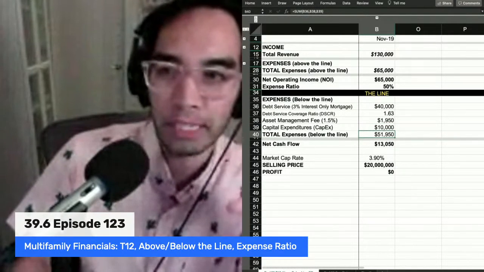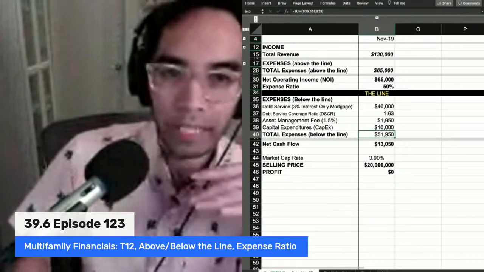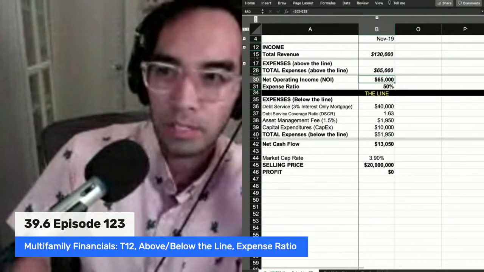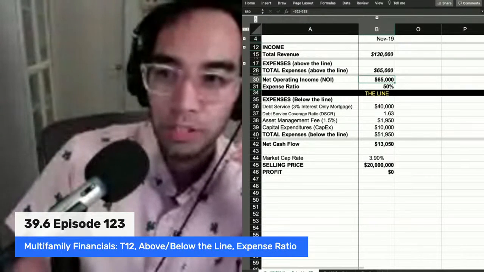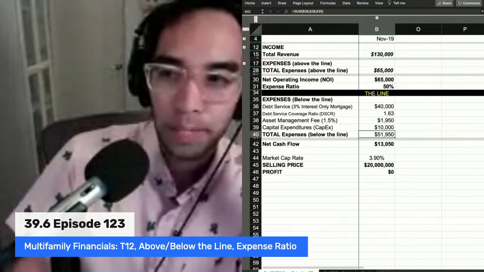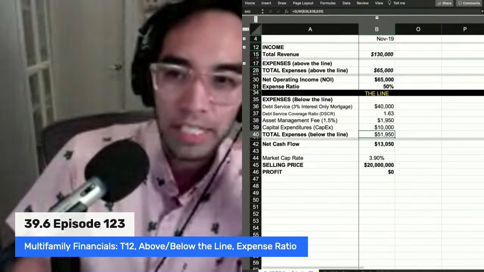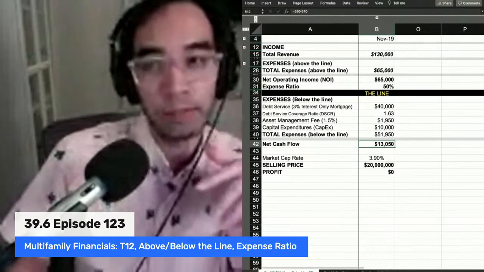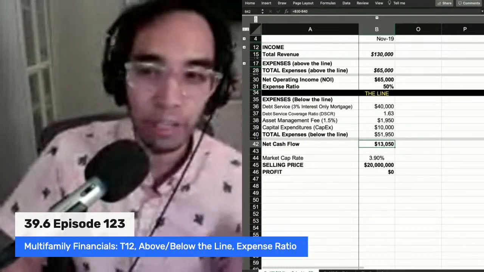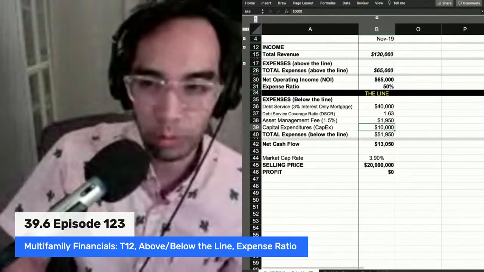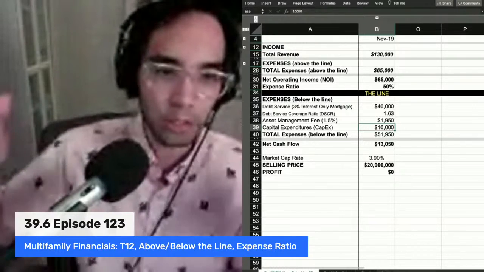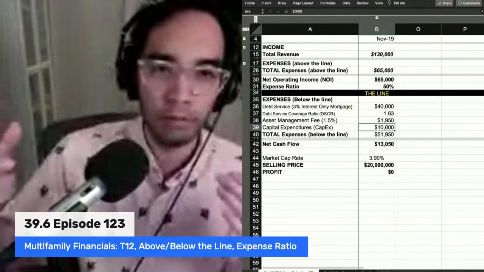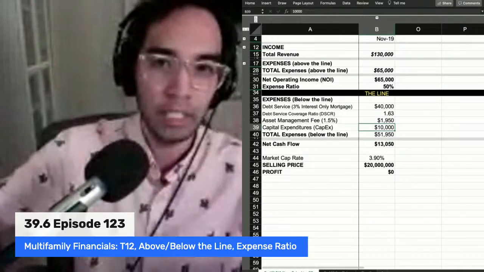So those are the expenses that are below the line. We have $65,000 of net operating income, and we have $52,000 of expenses below the line. So that gives us a net cash flow of $13,050. Now, if we weren't putting all that money into CapEx, we would have $23,000. But we are spending some extra money every month from our profit and investing that money into the property.